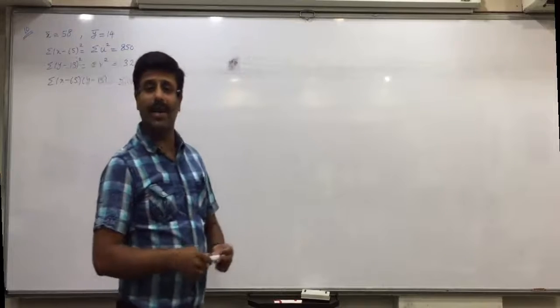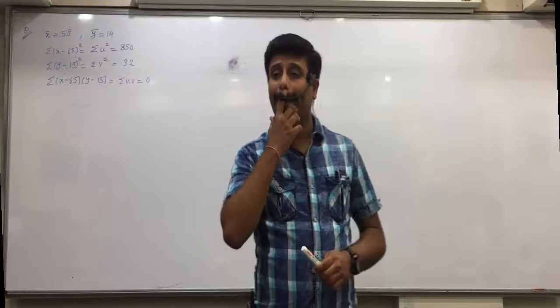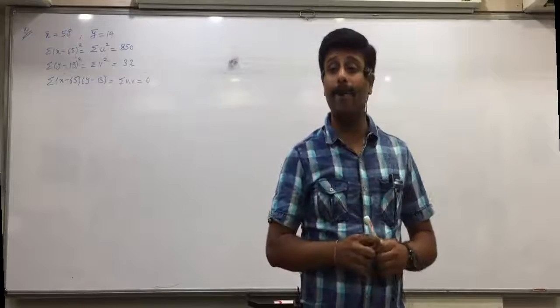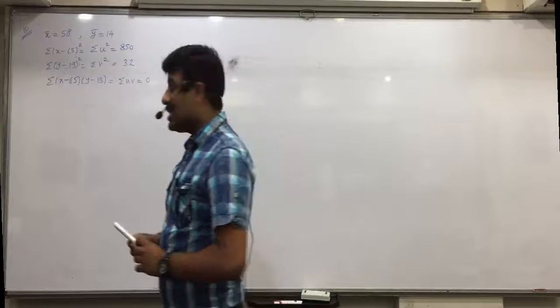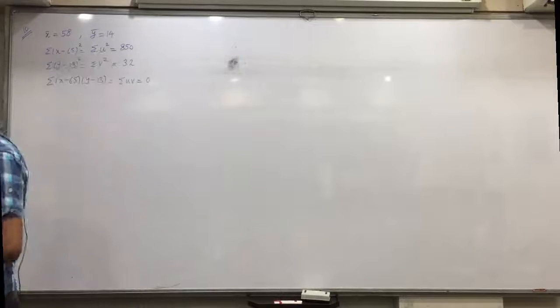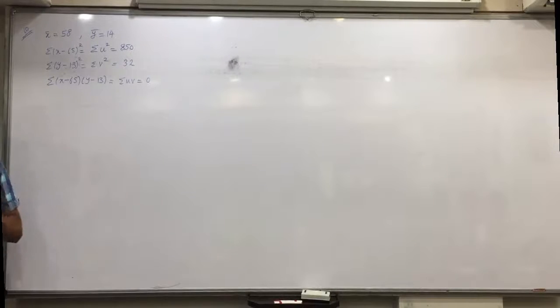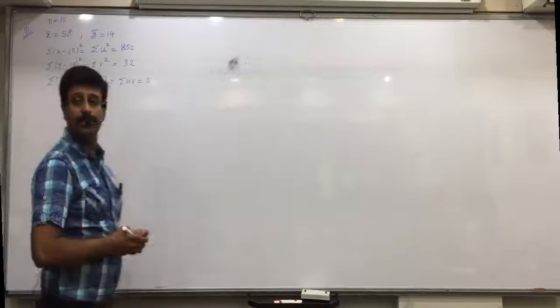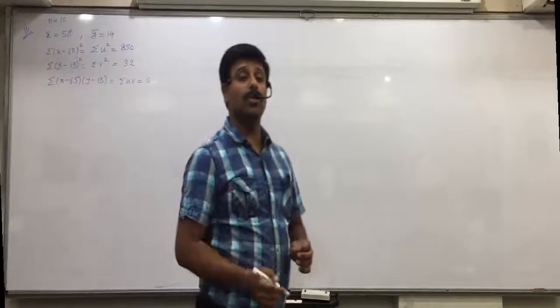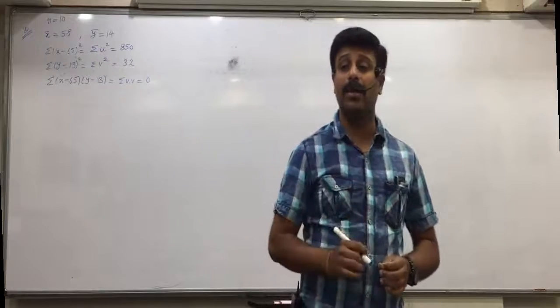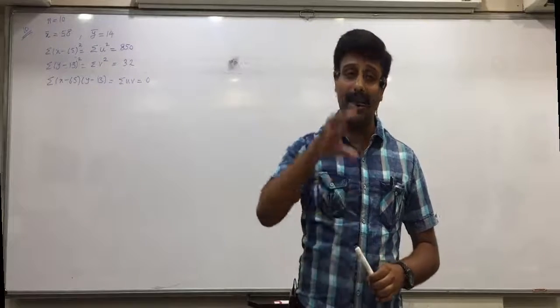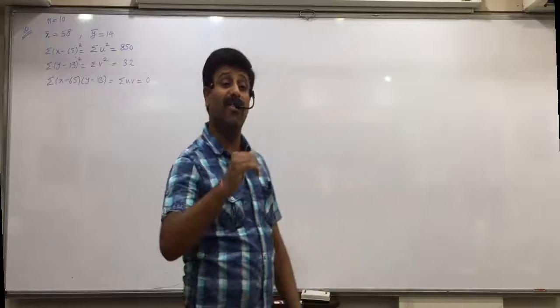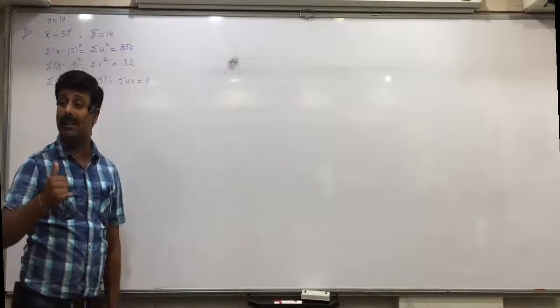Is the question not incomplete? Is the question not incomplete? What is not? N is given 10 in the beginning. What is not given in the question? U and V. Sigma u and sigma v is not given. And that is what is important in this question. How to find that sigma u and sigma v.